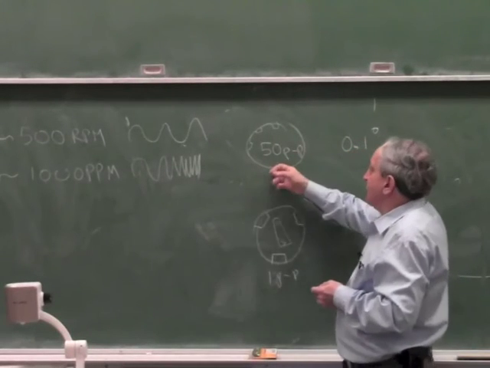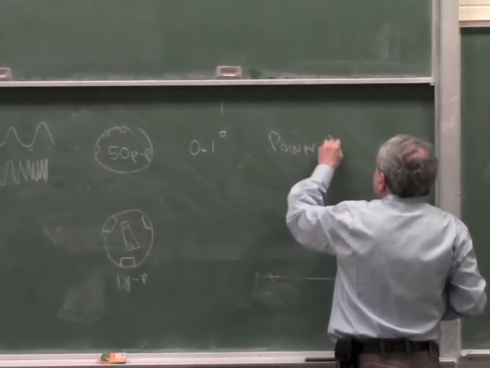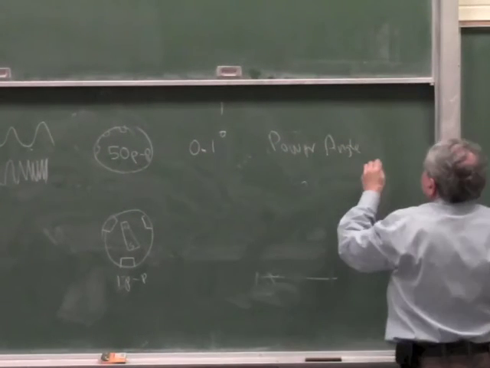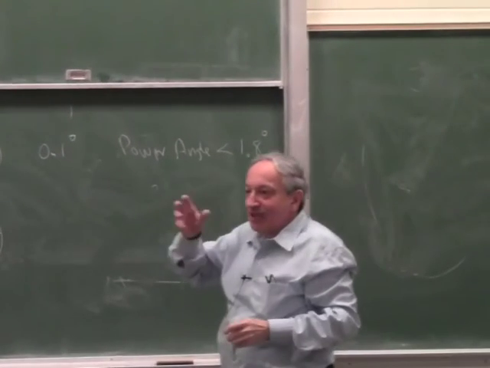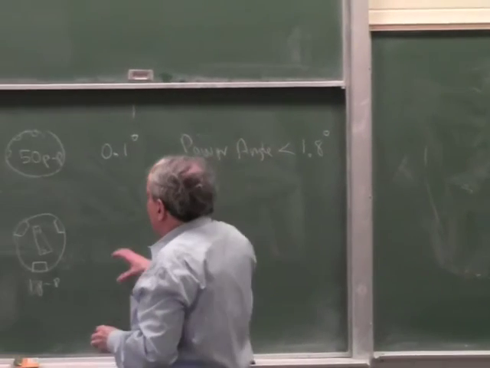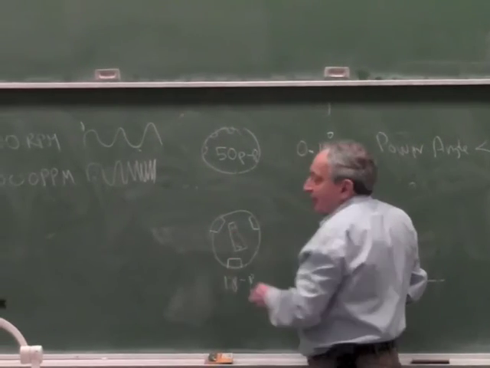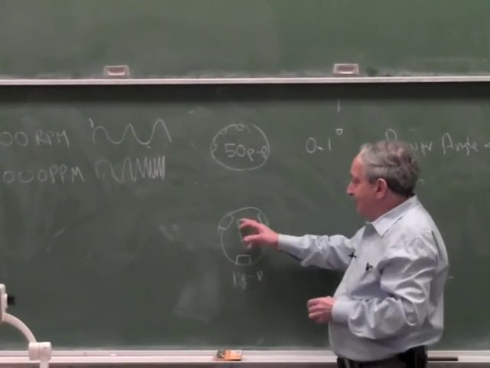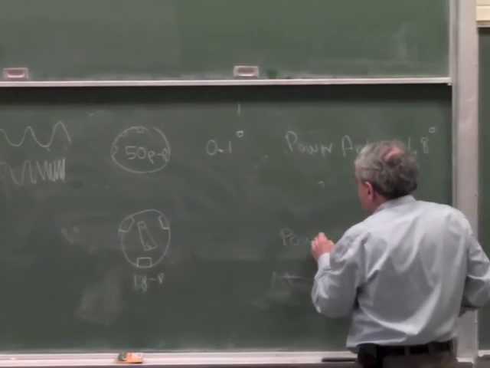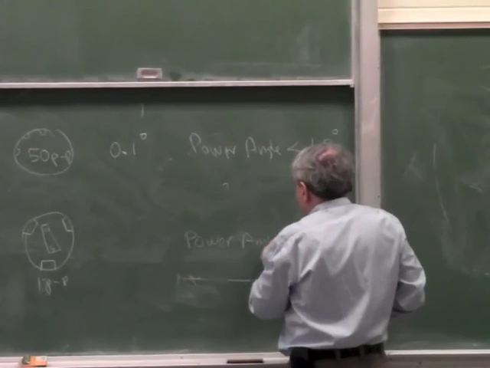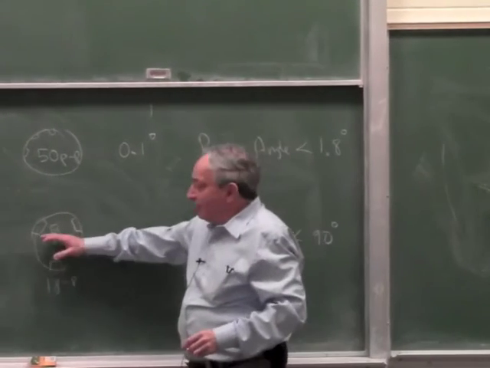So the power angle on a motor like this has to be less than 1.8 degrees. It just happens to be by coincidence also the step angle, okay? Now, in a motor like this, the rotor can lag many degrees behind. Because it's a single pole pair, the power angle can actually be 90 degrees, so this can lag a lot more behind the field.